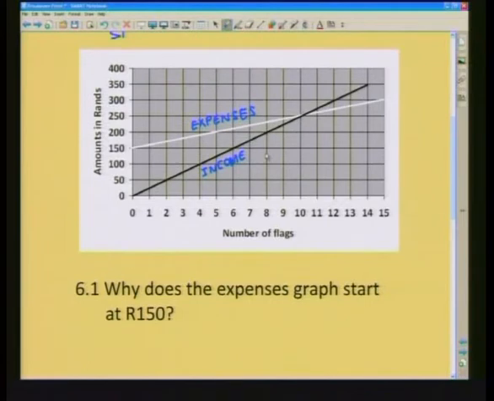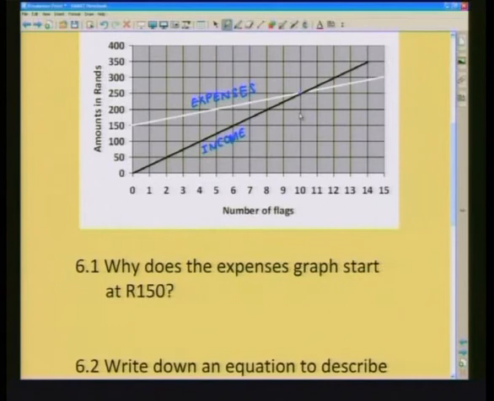So let's have a look at the graph that they've given us. The graph in white is the graph which depicts his expenses. We can see that it starts at a value of 150 on the y-axis, that value being the fixed rental cost of 150 Rand. And then his income starting at the value 0, because obviously if he doesn't sell anything, he makes no money. So starting at the point 0 and continuing, we see that both graphs do intersect each other at one of the points on the x and y axis.